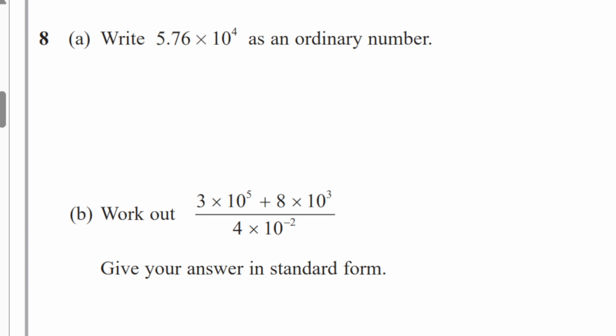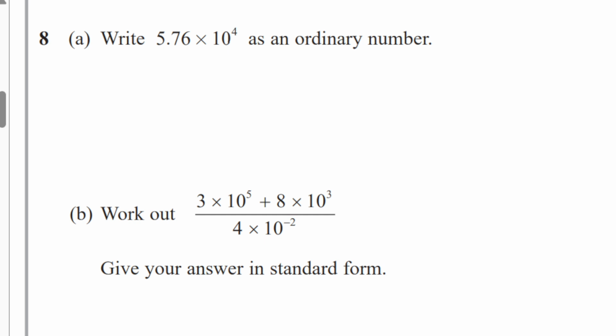Question 8 is 3 marks. The first part says, write 5.76 times 10 to the power 4 as an ordinary number. We first look at the power. It's a positive number up here.